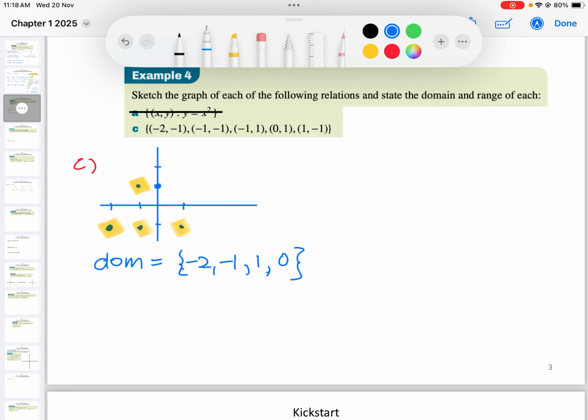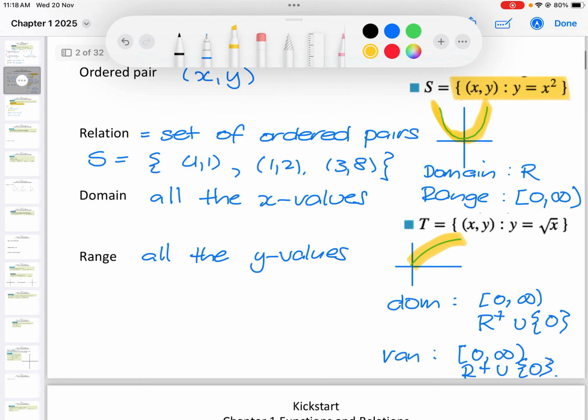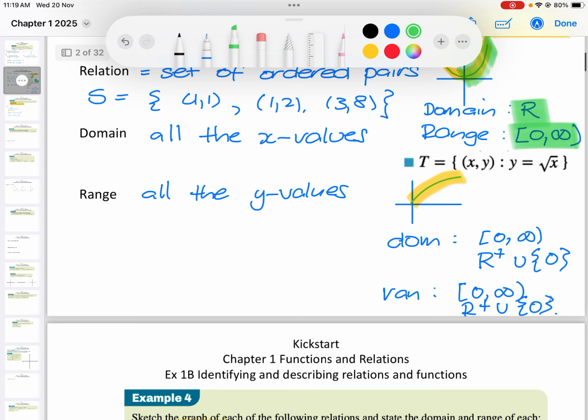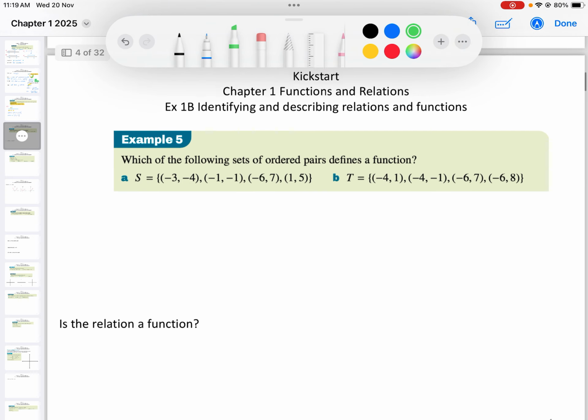So it looks like that. And what is our range? Well, we've only got two y values, and they are at 1 and at -1. So it's just the set of those two. It's a little bit different when we've got just a set of points as opposed to x squared, where there's an infinite amount of points that we're joining up together to get that curve. So that's why its range and domain are continuous.